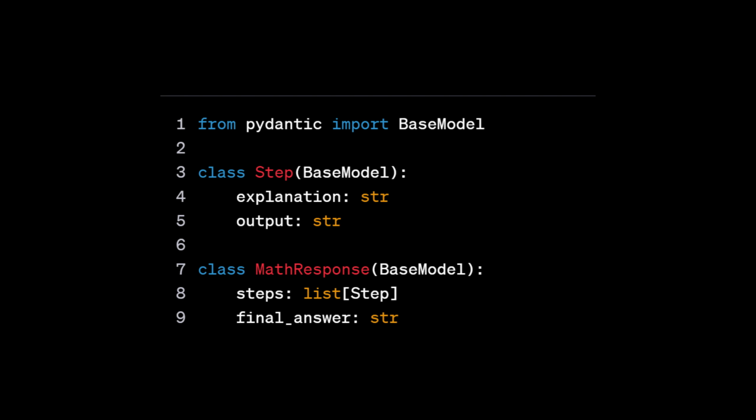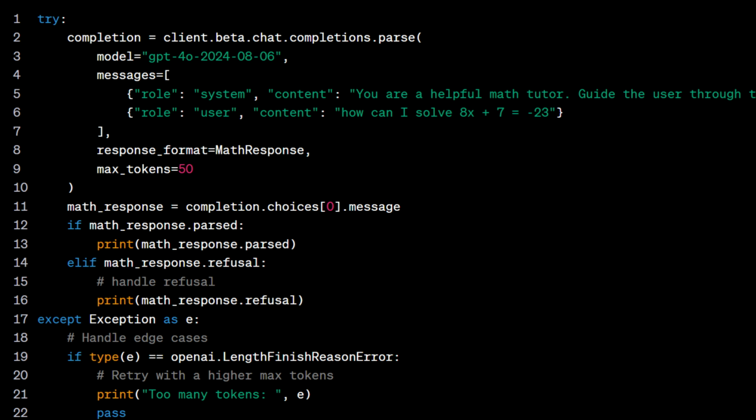Here we are using Pydantic. Pydantic is the most widely used data validation library for Python. Once this is done, we need to supply our object in the API call. So let's say we are making this API call, openai.beta.chat.completions.parse. In this API call, we'll pass the model, then the messages, and then we'll pass response format, which would be equal to the math response class that we created earlier.